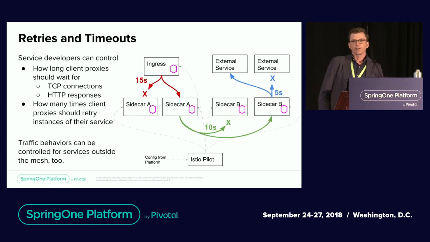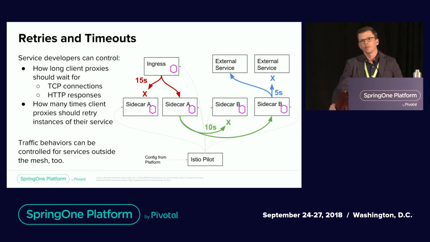Another common responsibility that app developers and those responsible for microservices have is: how long should I wait for a TCP connection to be established? How long should I wait for an HTTP response? And if those behaviors don't act as I expect, what should I do about it? Should I retry? Should I return a failure to my client? Istio enables app developers to configure these policies, again, at all data paths: ingress, east-west, and egress.